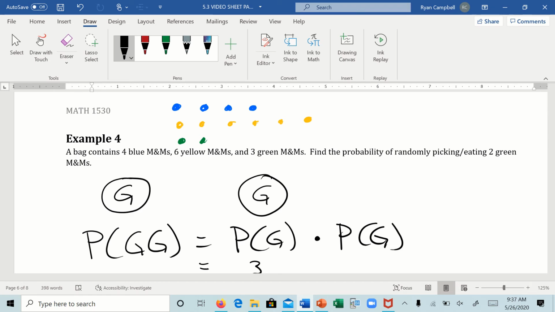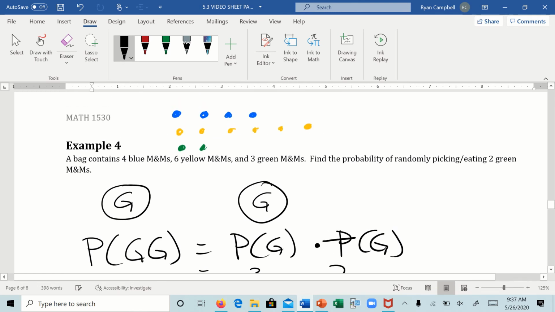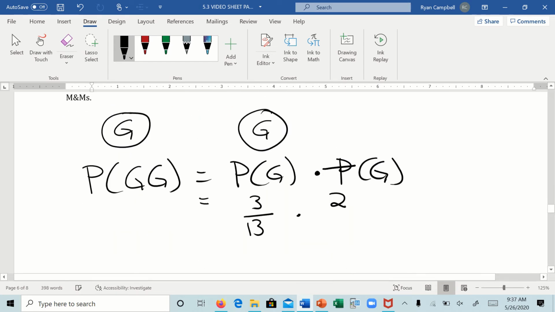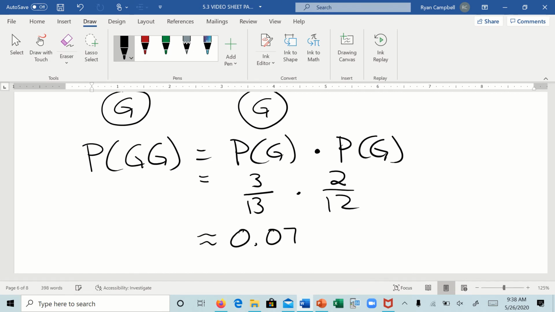So on the second time, since you ate it, now what's the probability of getting a green? Well, since we got what we wanted, we have 1 less green M&M, right? So that's going to be 2 green M&Ms out of how many? Well, since we have 1 less green M&M, we have 1 less M&M in general. So that would be 12. So 2 out of 12. When you multiply these together, you get 0.077, and that's our final answer.